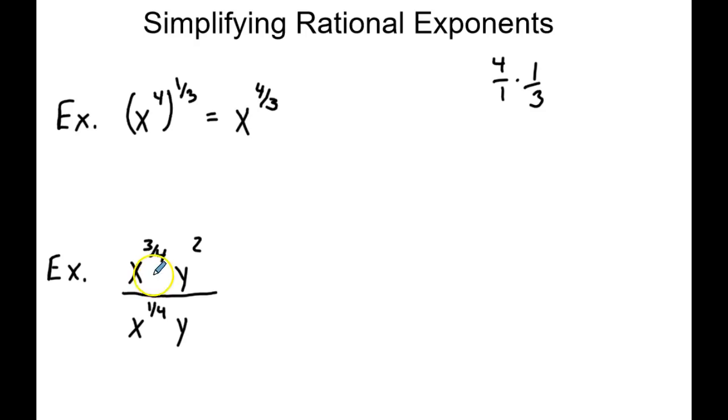In the next example, we have x to the 3/4 times y squared, all divided by x to the 1/4 divided by y. So if we're dividing with the same base, we subtract the exponents. So I'd have 3/4 minus 1/4. I'd get x to the 2/4 power, and then times y to 2 minus 1, y to the 1st power. Now I can simplify this fractional exponent. This would become x to the 1/2 times y.